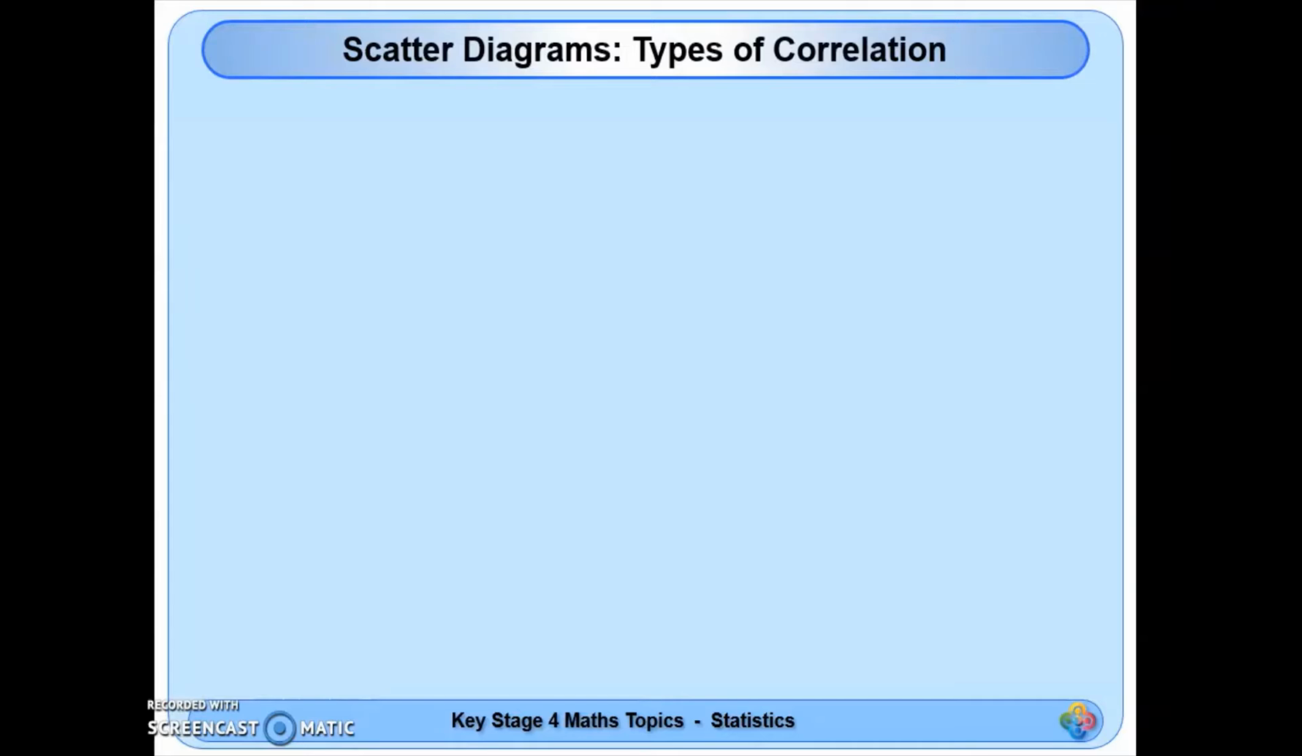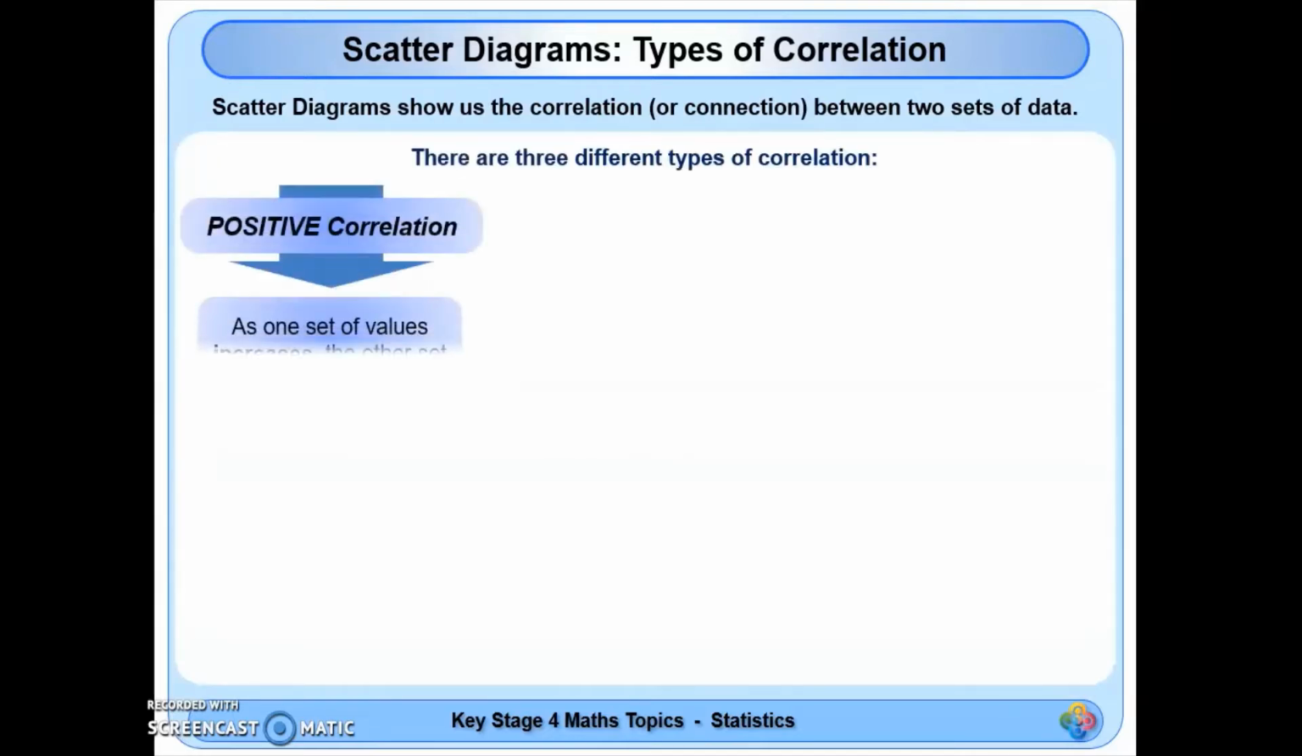The scatter diagram shows us the correlation between two sets of data, the connection between two variables. It shows us a relationship between two sets of data. There are three main types of correlation. The first one would be a positive correlation.